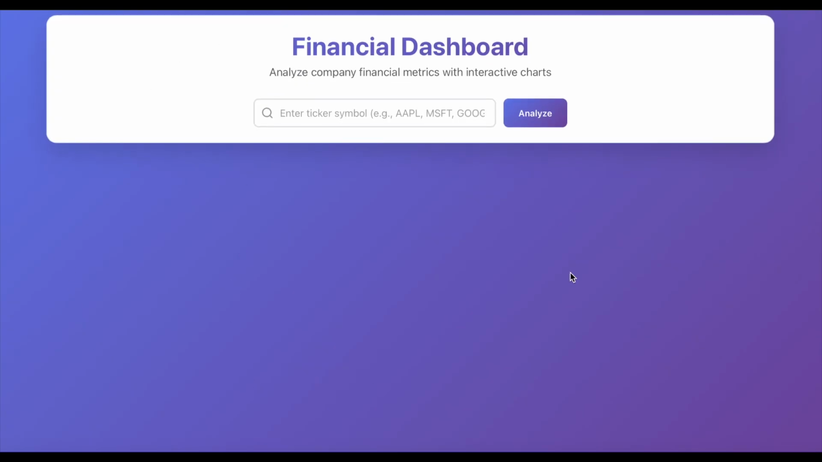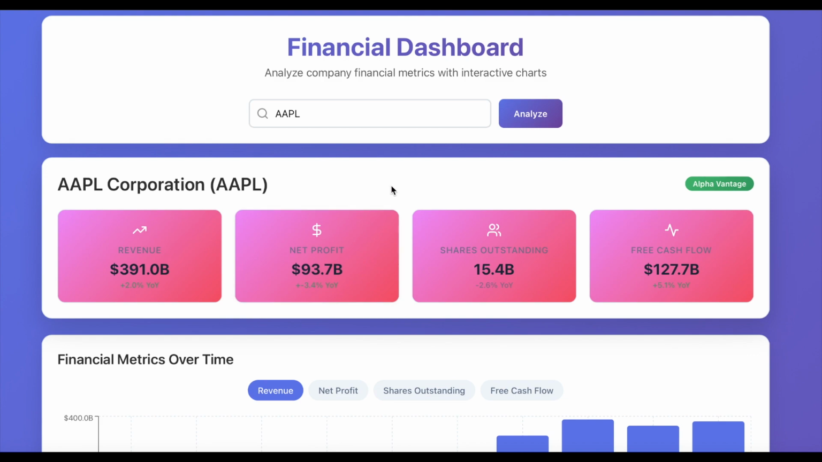So when you have clicked the link in the description, you will get a link to this website. And this is the first thing that you will see. So in here, all you need to do is enter the ticker symbol of the company. So for example, if I wanted to look at Apple stock, I just put in the ticker symbol for Apple. So that would be AAPL. And then all I do is click the Analyze button. And this will fetch the financial data and you'll see all this information.